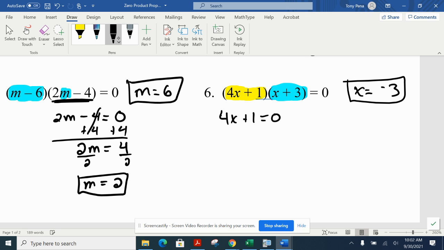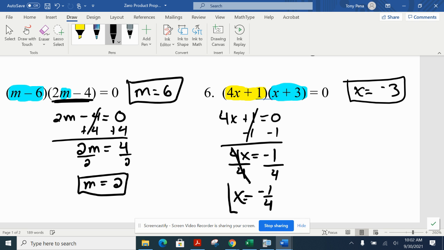If we go through our steps, we would subtract the 1 over so that we get 4x equals a negative 1. Our final step is to divide by 4. Those will cancel. I would just leave it. You can write it as a decimal if you like, but the fraction negative 1/4 is our other answer.